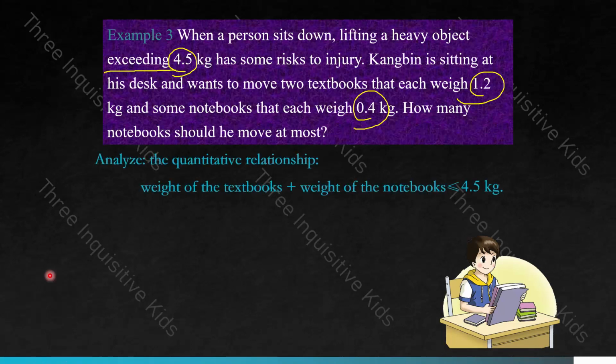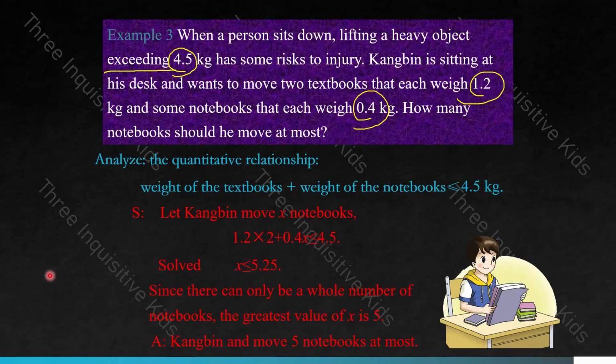So the quantitative relationship we get is that the weight of the textbooks plus the weight of the notebooks has to be less than or equal to 4.5 kilograms. So let Kanban move x notebooks. That's the thing we're trying to find, so that makes sense to make it a variable. Now, according to the quantitative relationship, we can write down this inequality. 1.2 times 2, because he's moving 2 textbooks, plus 0.4x is less than or equal to 4.5. Solved, x is less than or equal to 5.25.